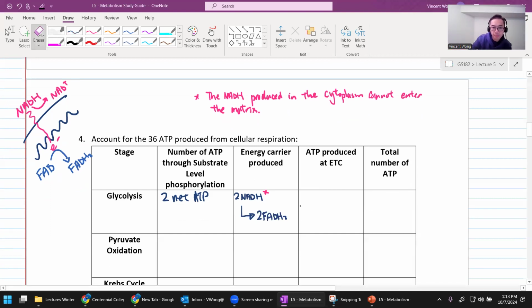And so when it does get to that ETC, we're going to times 2, and that's going to create 4 ATP. So from glycolysis alone, we produce 2 ATP directly, and then we produce 4 ATP at the ETC, which means in total, there are 6 ATP.